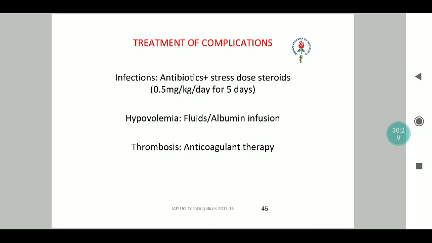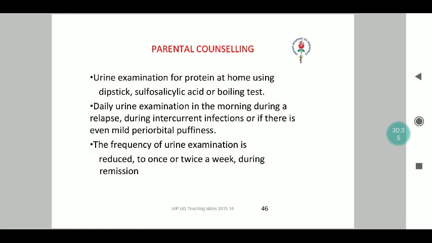Now, to manage the complications, or infections rather, antibiotics are required to treat infections. Hypovolemia has to be corrected by giving fluids or preferably albumin. Anticoagulants need to be given for a child where thrombosis is seen. And parental education is important to ensure they understand the nature of the disease process and the significance of coming for regular follow-ups. Number 3, doing a routine urine examination periodically at the required frequency. As and when the child recovers, you can slowly taper it down.